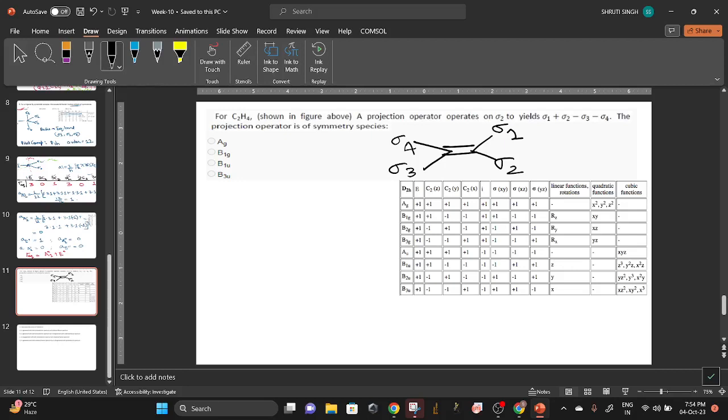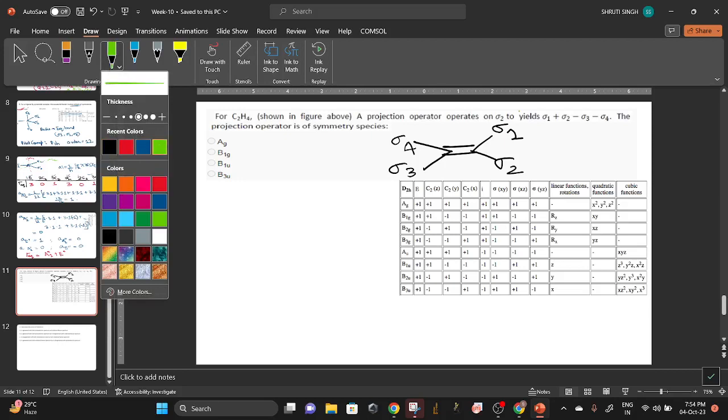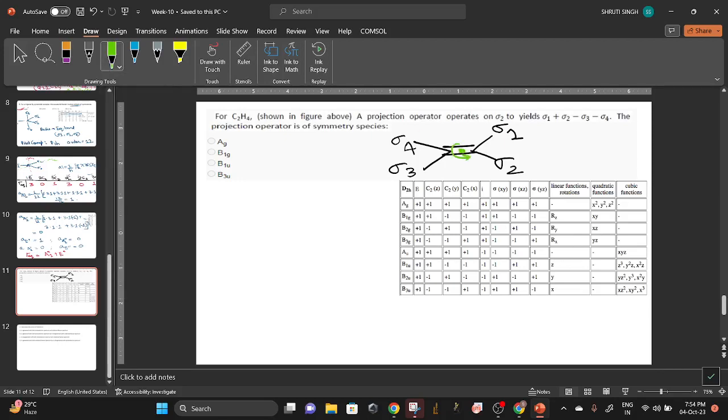Okay, so let's reduce this. Here we have C2, this is C2Z, and X is in this direction, Y is in this direction. So the point group is D2h. Let's see the tau SALC first. Under E, the character will be 4, because all these 4 atomic orbitals, nothing will happen to them.